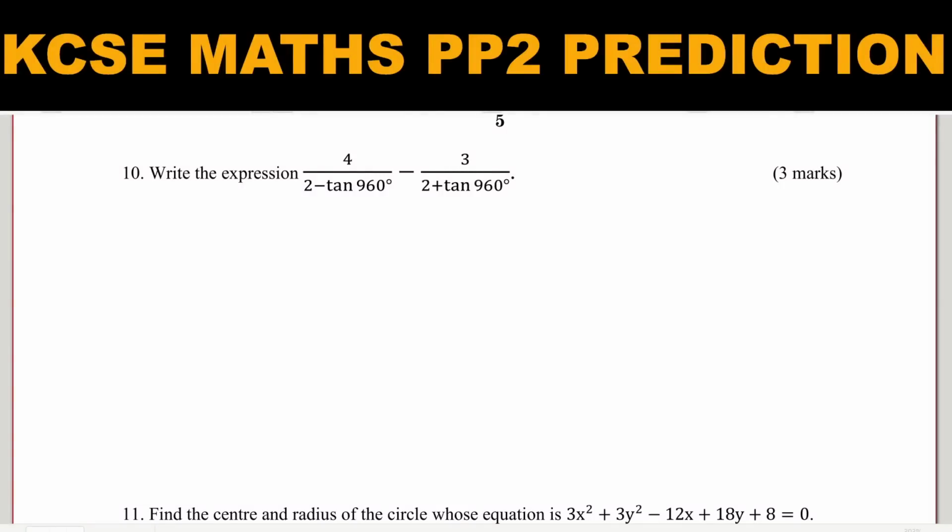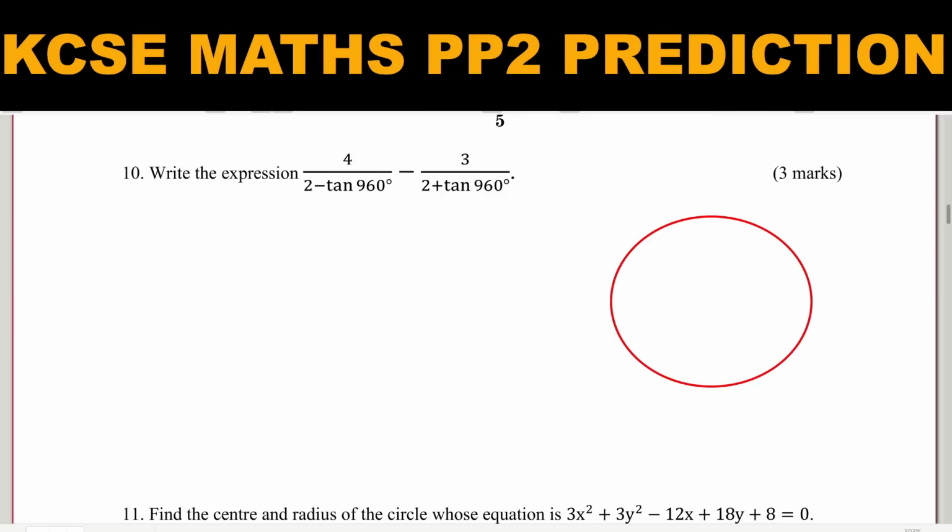Write the expression 4 divided by 2 minus tan of 960, subtract 3 divided by 2 plus tan of 960. The first thing you're going to do is to express tan of 960 in the simplest form. And you're going to use the unit circle to do that. Remember the unit circle. So from the unit circle, where is tan of 960?